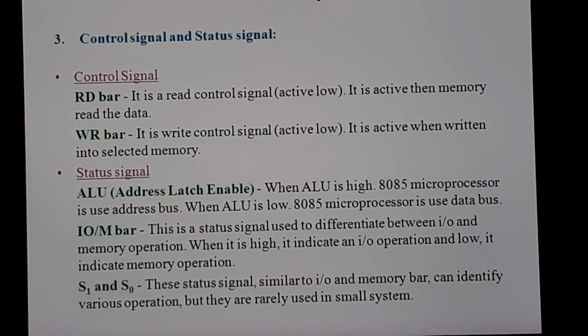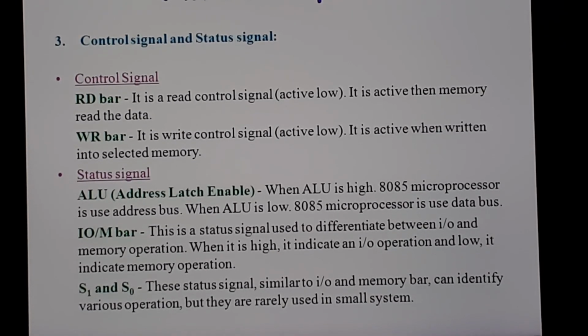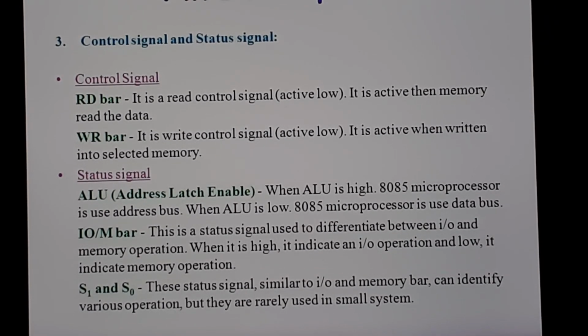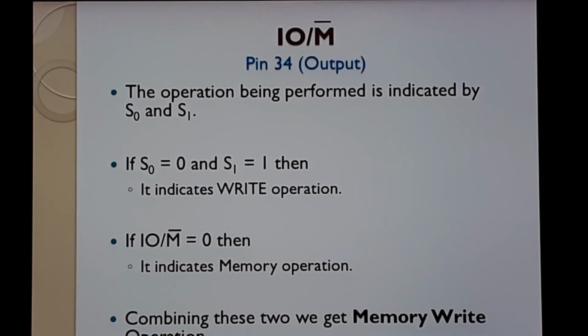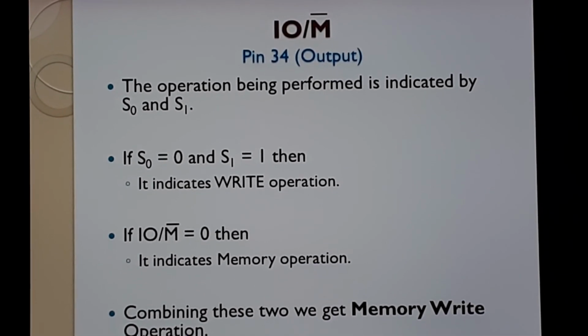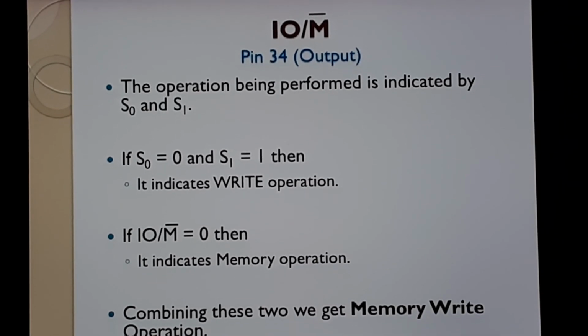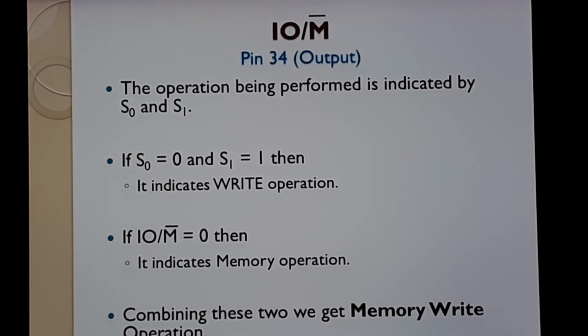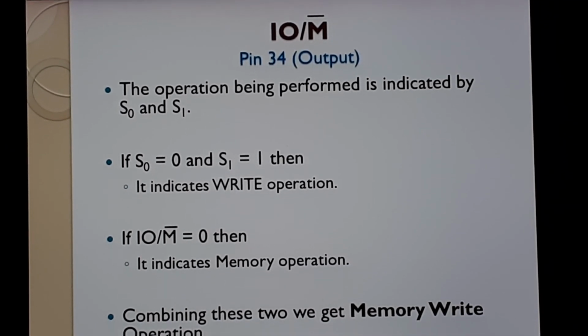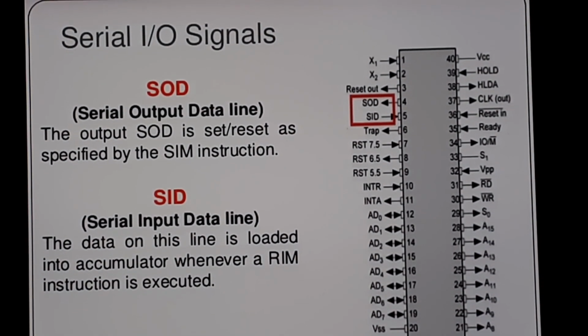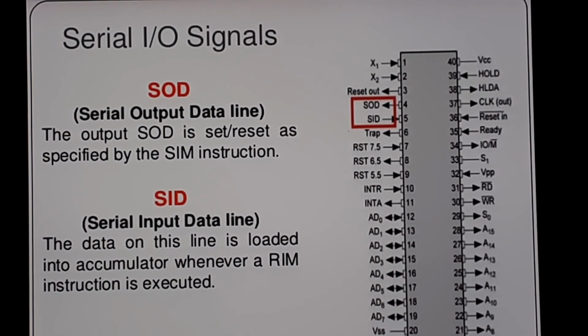The next are S1 and S0, as I have already told you about these pins. I have written IO/M bar separately here. These are again status signal pins. So IO/M bar, when it goes high, it will select the input output device, and if it goes low, it will take the address from the memory device.